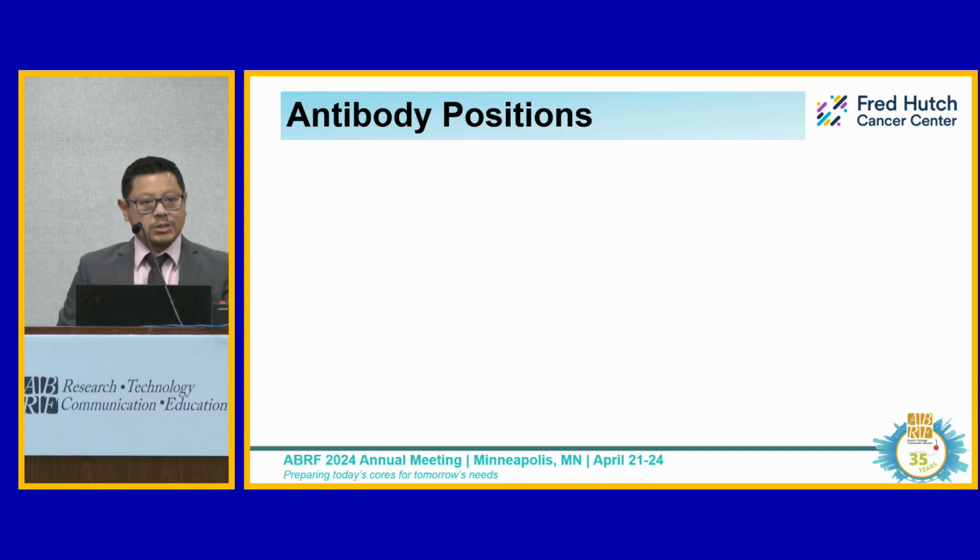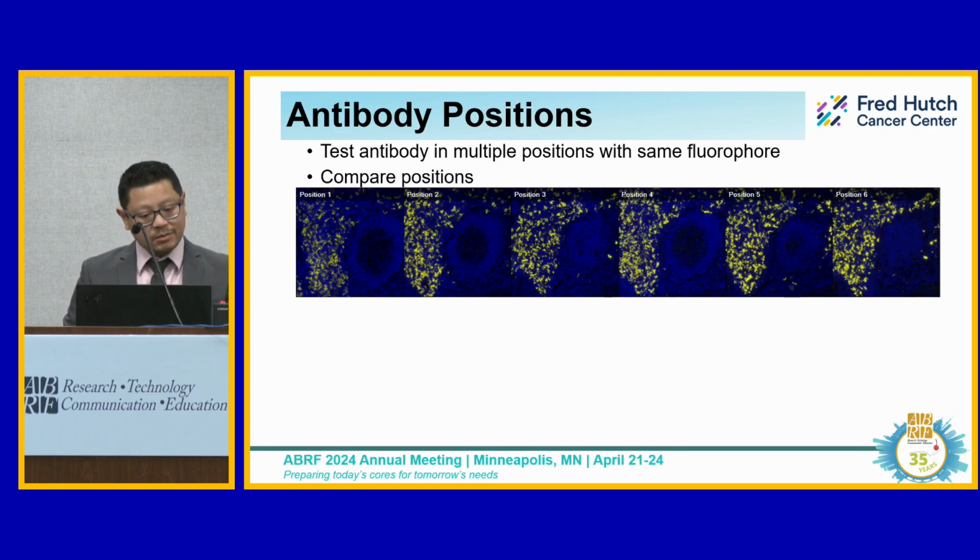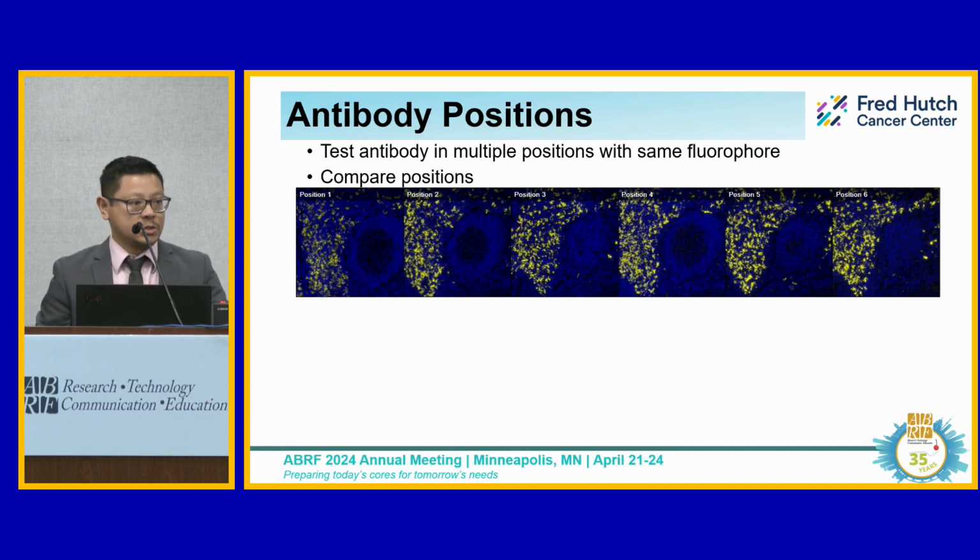So antibody positions. Once we've validated, or once we've confirmed that an antibody stains in DAB appropriately, we'll just do what's called antibody positions. That's where we test the antibody in multiple positions using the same fluorophore and the same concentration, and we'll compare those positions. So typically we'll see something like this, where as you go throughout the positions, it gets a little bit stronger as you get more retrievals and stripping steps.